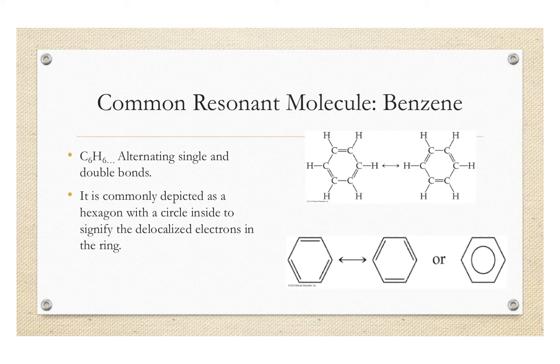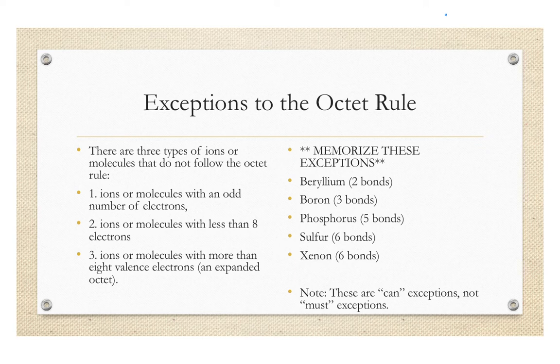As a point, I do want you to know one common resonant molecule, and that's benzene. Benzene comes in a ring structure that looks like this, a carbon ring of 6 carbons with alternating single and double bonds. Oftentimes in chemistry, you see it represented like this or like that, to signify the delocalized electrons in the ring. So again, it's not single, double, single, double bonds. It's more like 1.5 bonds all the way around because the electrons are free to move between the different atoms.